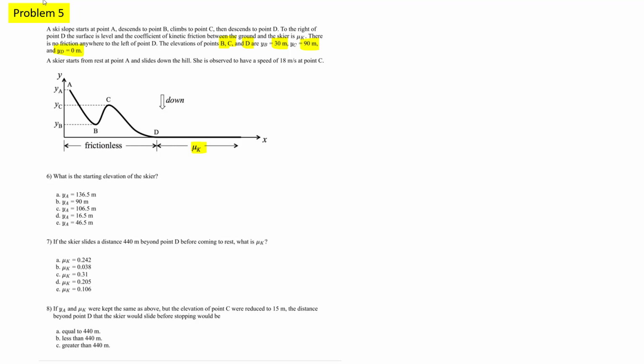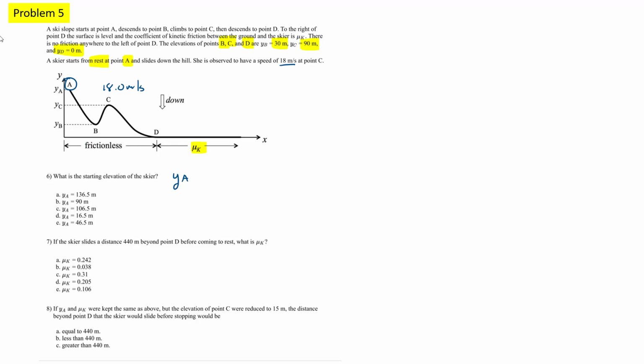The skier starts from rest at point A and then slides down the hill. She is observed to move at 18 meters per second over here, so we know she has some kinetic energy. The first question is, what is the starting elevation at this point? We're basically looking for the height of point A.